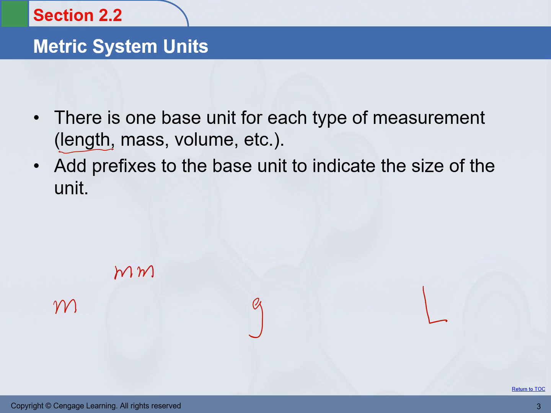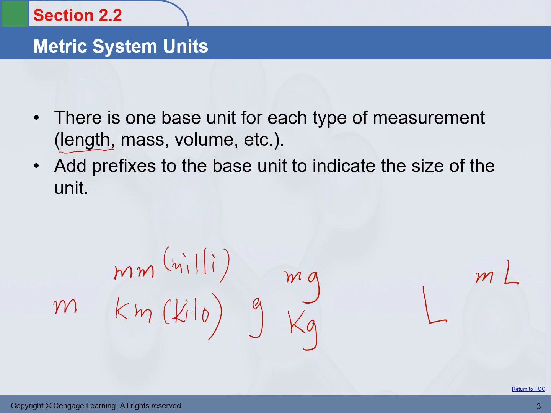For example, millimeter, milligrams, milliliter. You add the prefix milli to the base unit, and you get a new unit. We also have kilometer, kilo prefix, kilograms, but we do not have kiloliter. We don't use that.